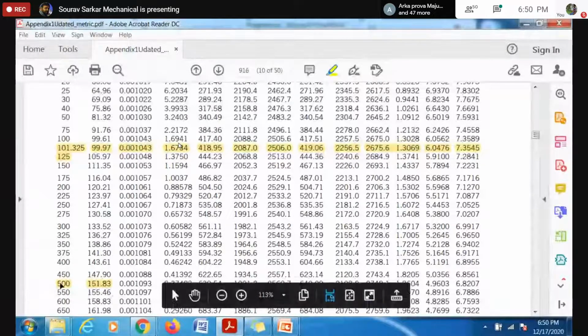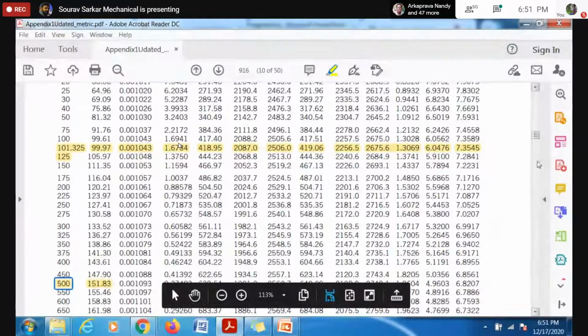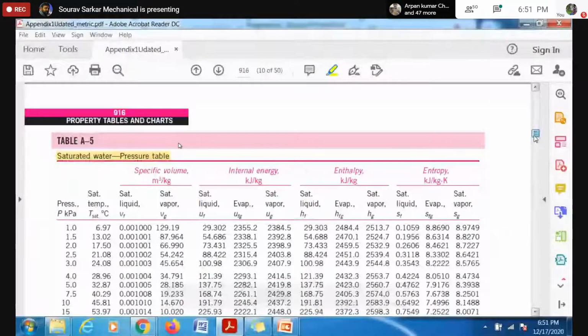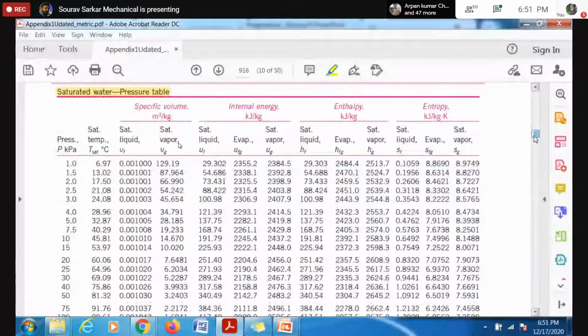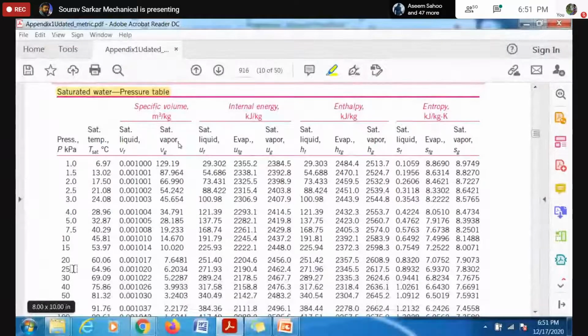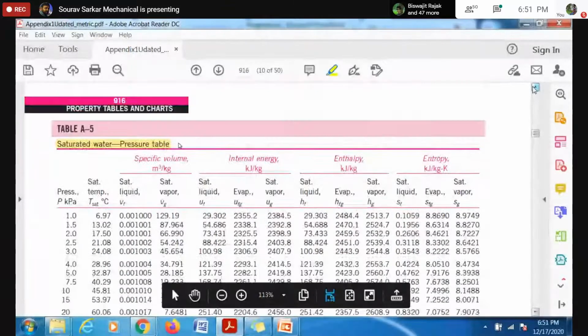At 500 degrees Celsius, your pressure is 151.83. So basically, I'm trying to say that these two tables are the same. The pressure table and the temperature table are both the same, but in the pressure table, the pressure is gradually varied with equal intervals, and in the second table, they have independently varied the temperature, and the corresponding pressure is given there. So we have understood the first two columns of these two tables.